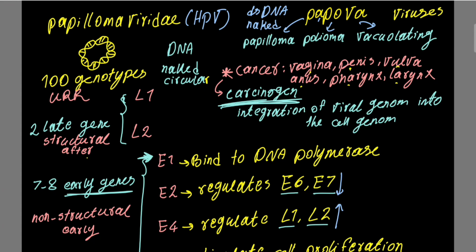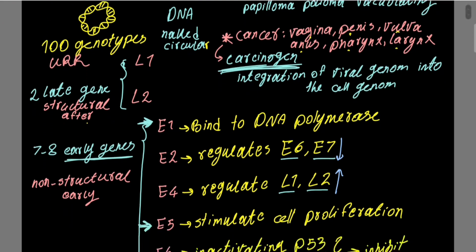They are very diverse in genotype, having nearly 100 genotypes, and they are the causative agent of condylomas, papillomas, and warts, and they can affect the larynx, pharynx, the urogenital area, and the anus. Now we're going to discuss their genome.